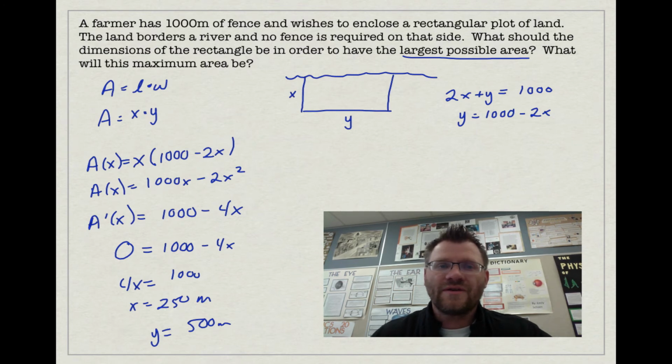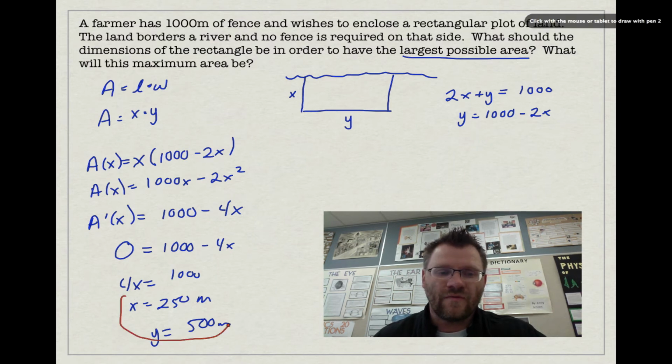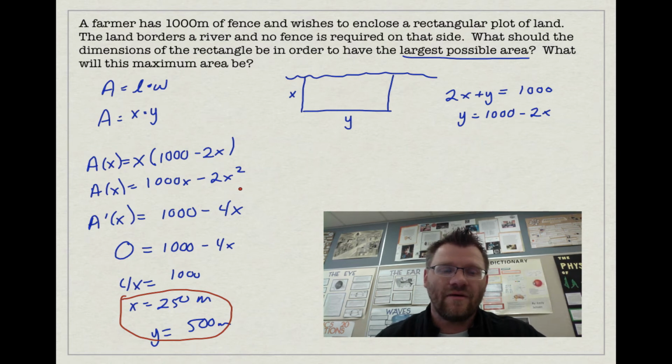So it said, what should the dimensions of the rectangle be in order to have the largest possible area? Well, it should be 250 by 500. But we've answered that first part. And then the second part says, what is that maximum area? Well, we go back to our area equation, A of x. So we're going to find A of 250.